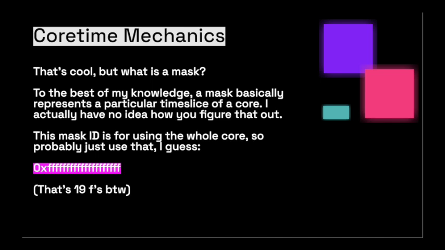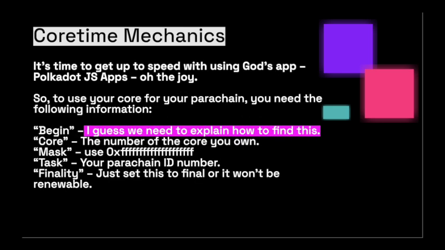But this mask ID, 0xFFF with 19 Fs, seems to be what everybody uses to assign their core to their parachain. So that's probably "use this entire core for this task." So just use that.